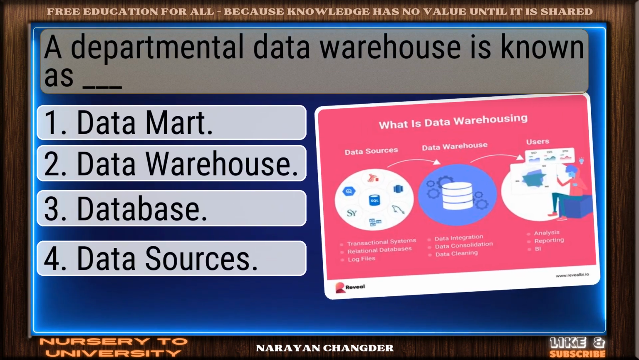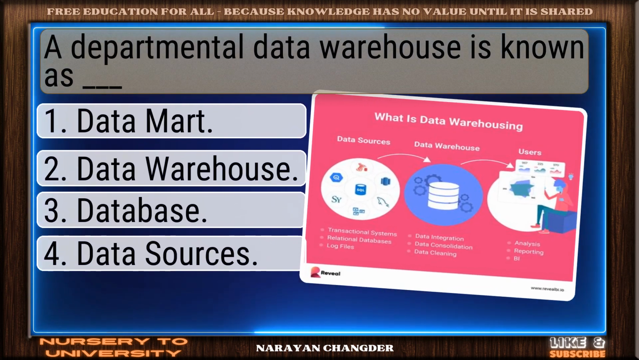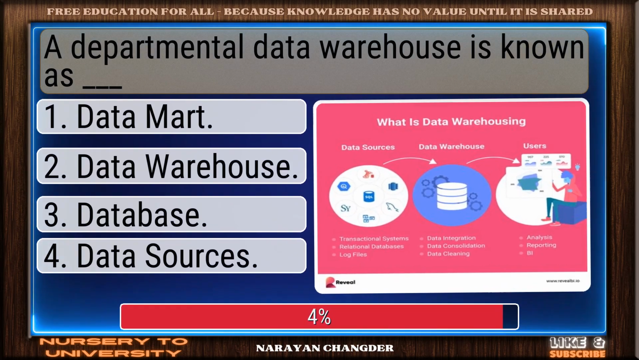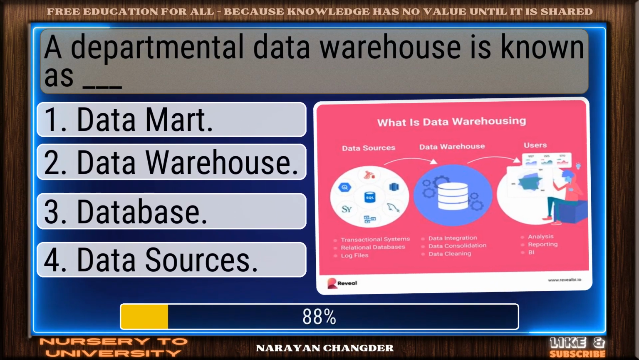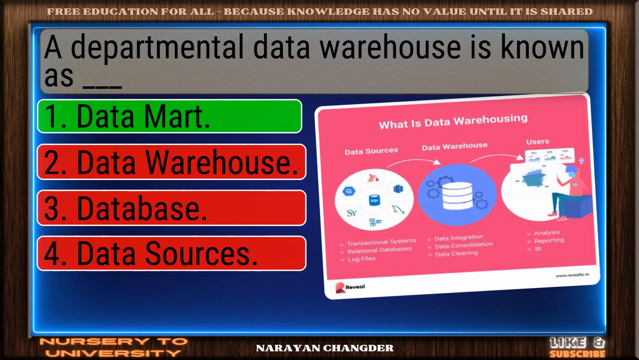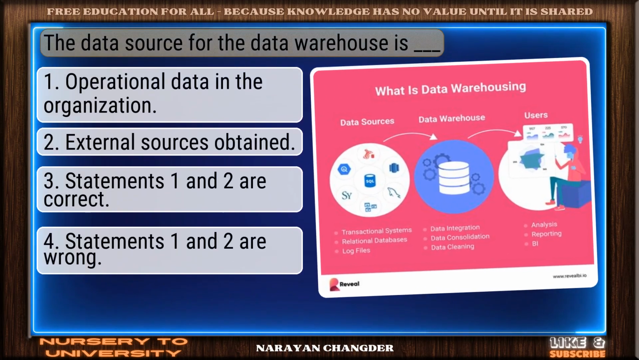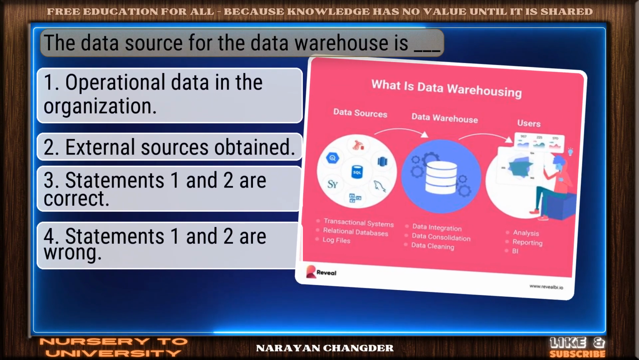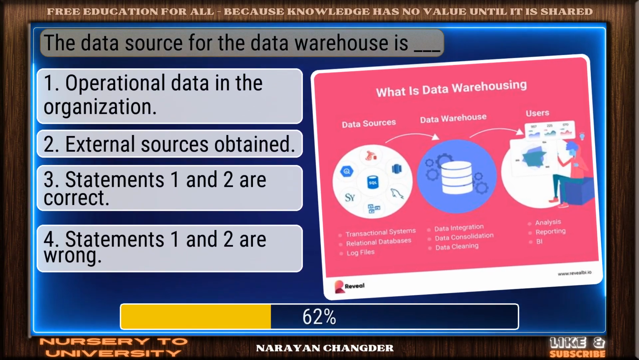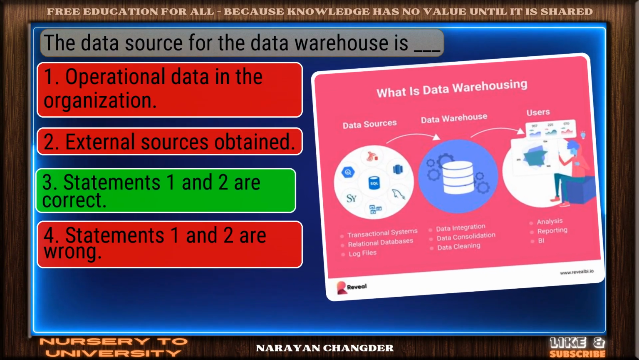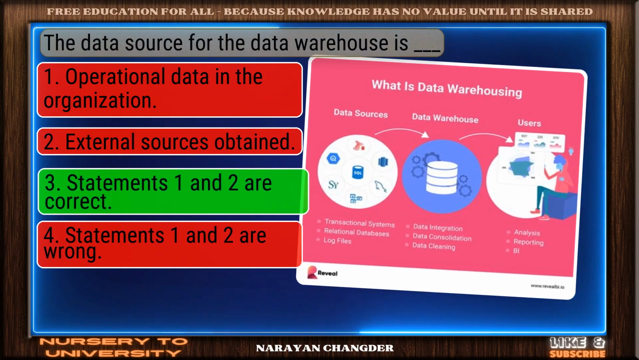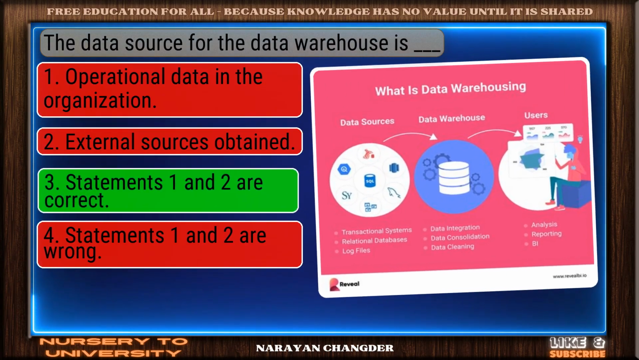Question number 35. A departmental data warehouse is known as dash. Well picked. Data mart is the correct answer. Question number 36. The data source for the data warehouse is dash. Smart move. Statements 1 and 2 are correct is an accurate answer.